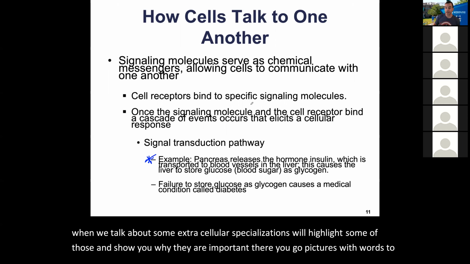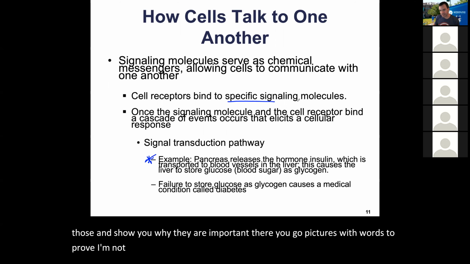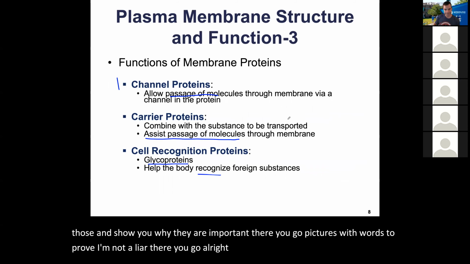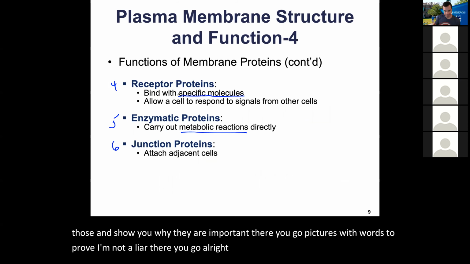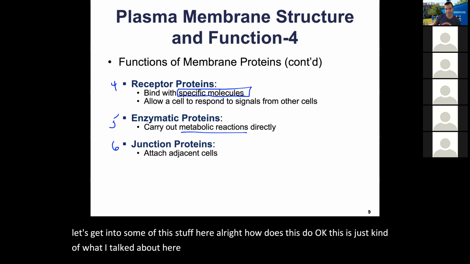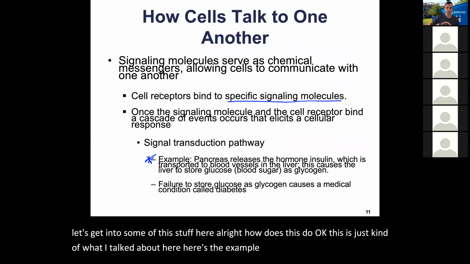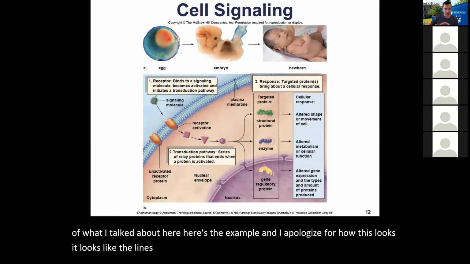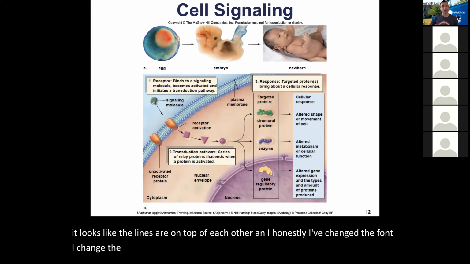Again, we have specific signaling molecules. We have specific receptors. Once they dock, I get a cascade of events, and that's what this picture is trying to show you here. Here's a signaling molecule. It has a specific shape. Here's my receptor protein. It has a specific shape.